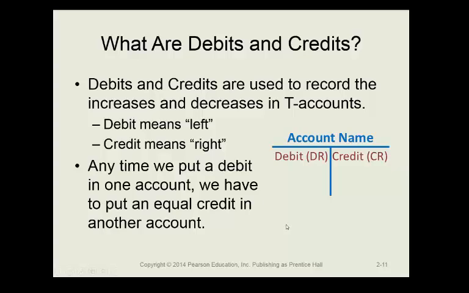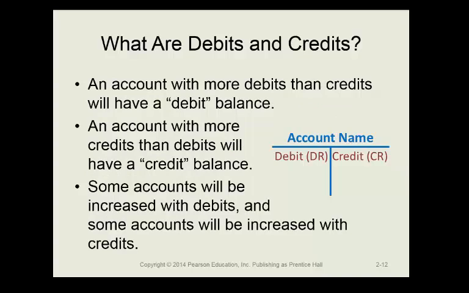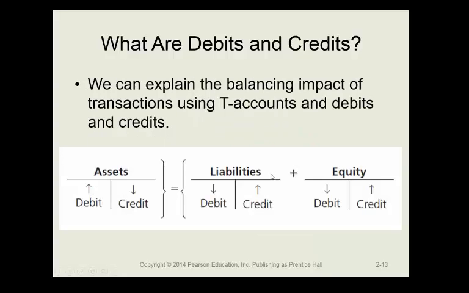Because of that double entry accounting system, remember, anytime we put a debit in one account, there's going to be a credit in another account that's equal to that. If an account has more debits than credits, it's going to have a debit balance. If there are more credits than debits, the balance will be a credit. Some accounts are going to increase with debits and some accounts are going to increase with credits. It depends on what type of account it is.